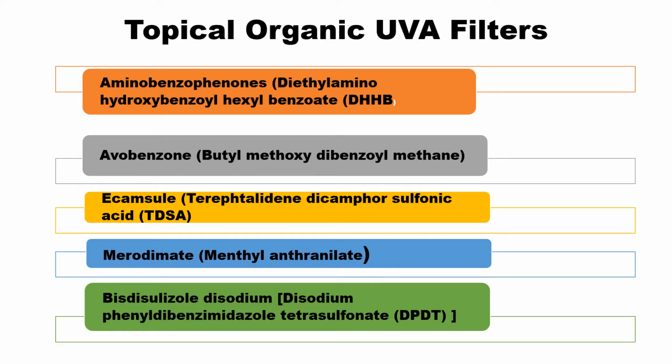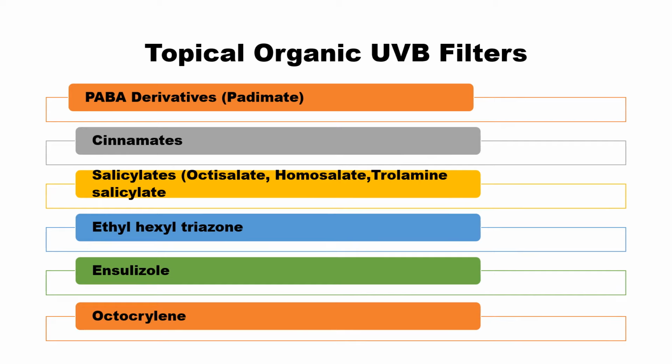So friends, at least try to memorize 5 examples of each sun blocking agent. The preferred category in this range: avobenzone, ecamsule, meradimate, bisdisulizole disodium, and amino-benzophenones. Next, we move on to the topical organic UVB filters.